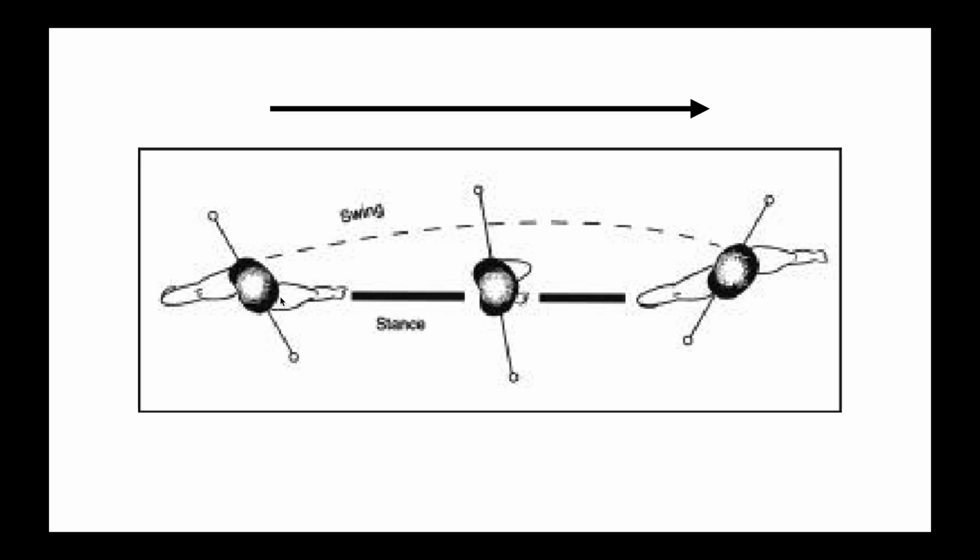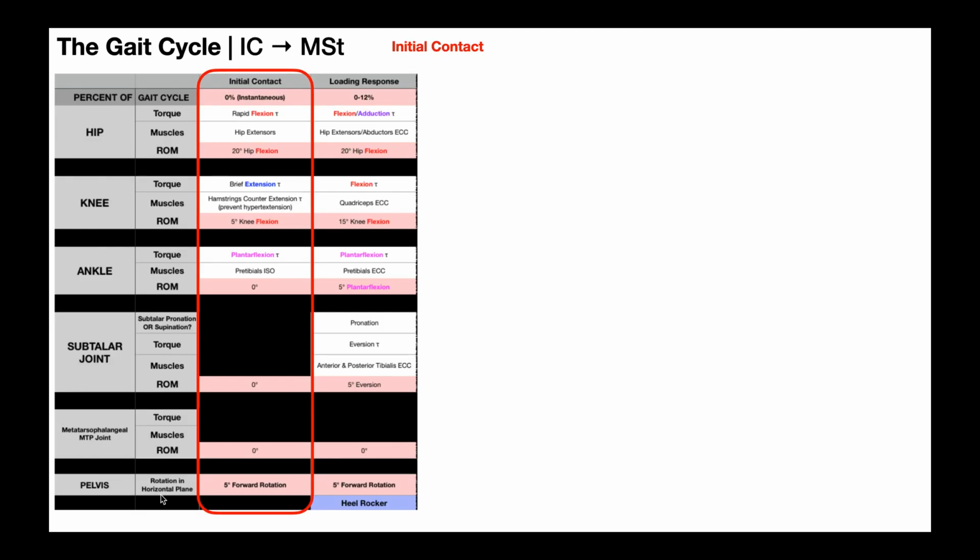Okay? So if we look at right initial contact, which is what we see right here, then the right half of the pelvis, or right hemipelvis, is going to be anteriorly rotated in the transverse plane, or horizontal plane. And so at initial contact, the right leg, which is our leading leg, is in front, so that half of the pelvis, or hemipelvis, is going to be in 5 degrees of anterior or forward rotation. So that is initial contact.